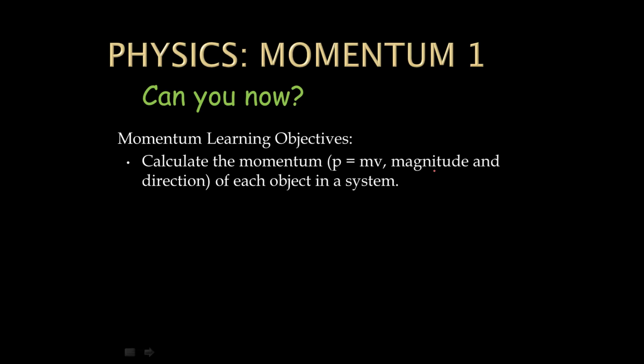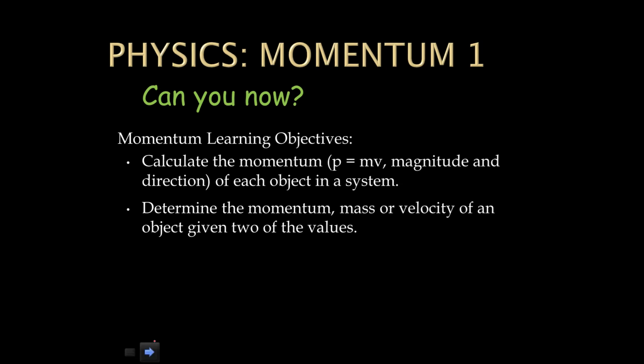Can you now calculate the momentum? Momentum is equal to mass times velocity. Remember, there's a magnitude and a direction of each of the objects in a system. And can you determine the momentum, mass, or velocity of an object given two of the other values?